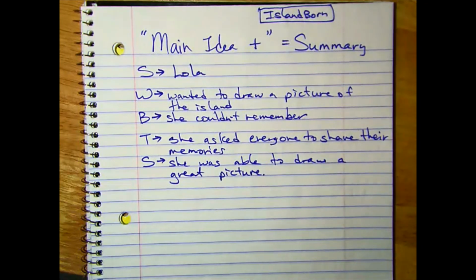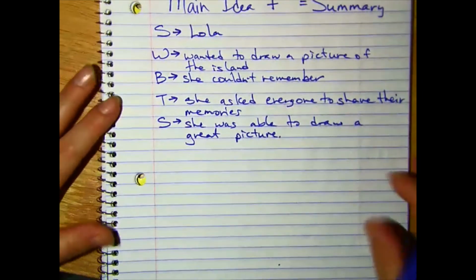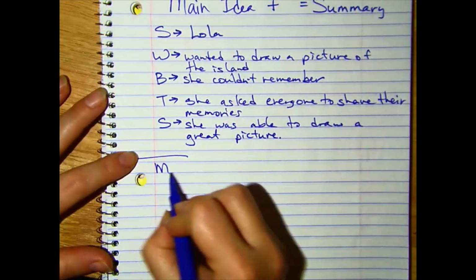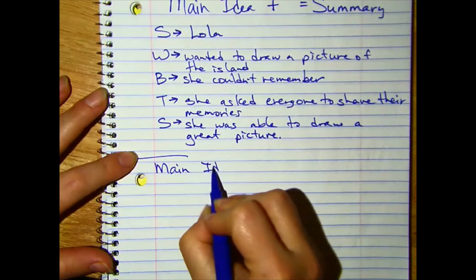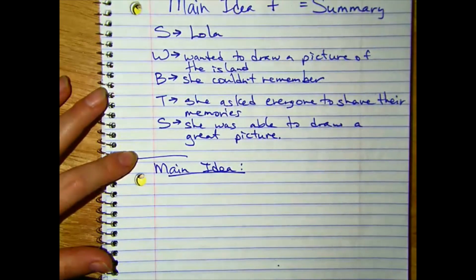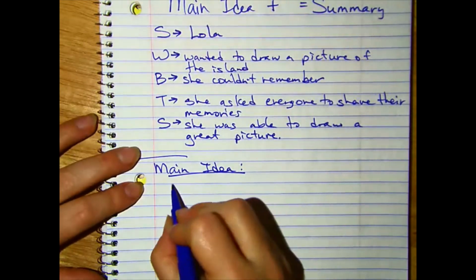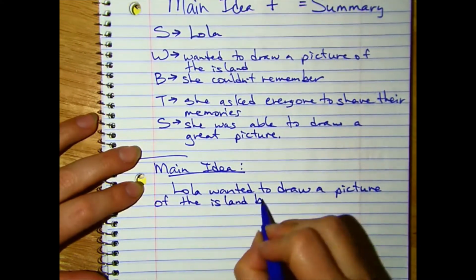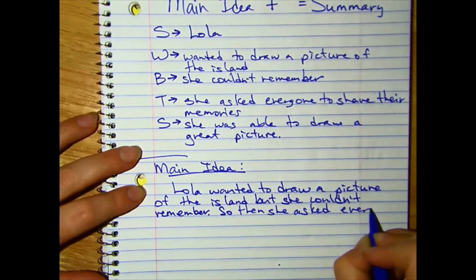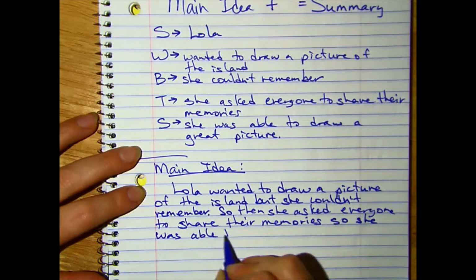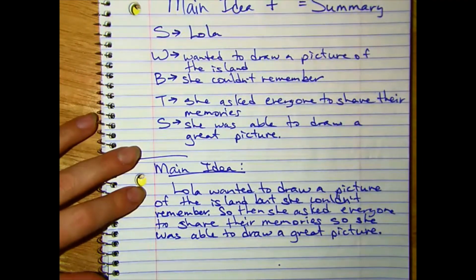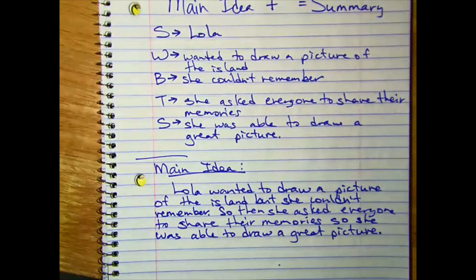So I could turn that into the main idea. I could write, I'm going to write main idea, and I'm going to write that like a paragraph. All right, so there's my main idea. Lola wanted to draw a picture of the island, but she couldn't remember. So then she asked everyone to share their memories so she was able to draw a great picture.